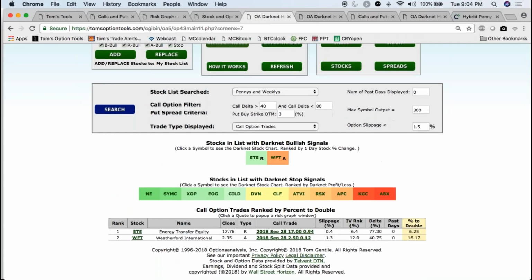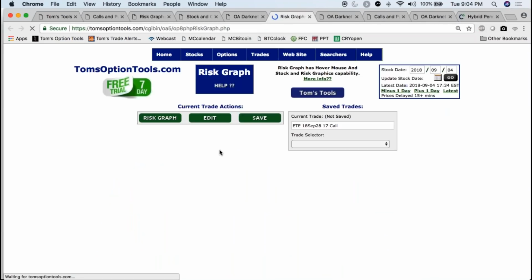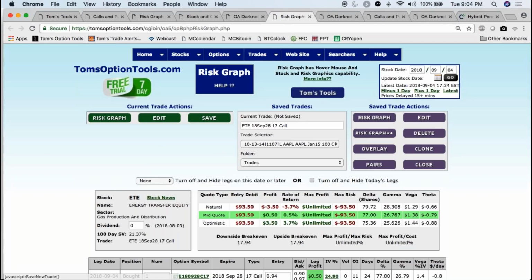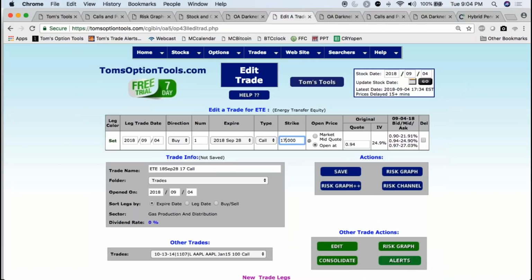And we're looking at ETE. So you know what? I'm just going to go to ETE. We're going to look at this 17. What I want to do is, anywhere in this area, I can click on edit, and I want to see what the 16 does. In this case, I'm just going to change the strike to a 16, and then I want to look at the risk graph. It's going to reprice it based on what the 16 went out at today.